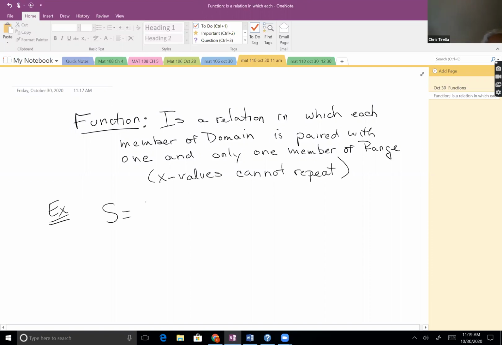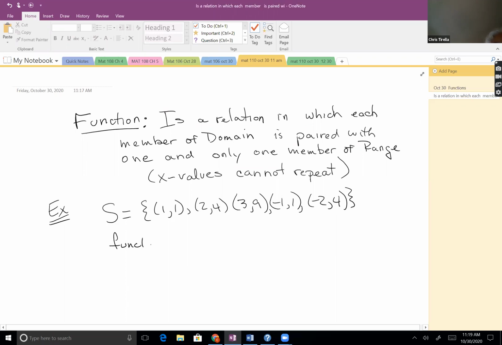Let's look at some examples. Let's look at that set S that we just had on the other page, but I'm going to rewrite it: (1, 1), (2, 4), (-3, -9), (-1, -1), (-2, 4). Is this a function? As I look at those ordered pairs, does each x value have only one y value? The x value of 1 only shows up there, 2 only shows up there, 3 only shows up there, -1 is only used once, -2 is only used once. So, is it a function? Yes. Each member of the domain appears only once.